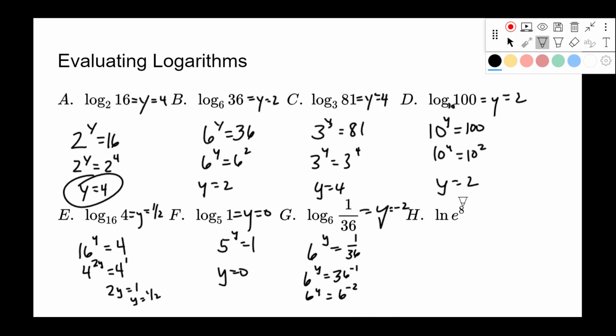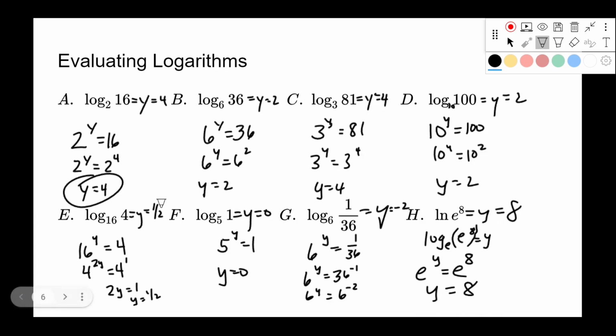And finally, ln e to the 8. We'll call that y. We'll change ln to log with base e. Now we're going to switch positions. You have to be a little careful. This is the argument of that log. The whole thing's going to the other side. So e to the y is equal to e to the 8. So then y must be 8. Okay, that's what we're going to do. We're going to evaluate logarithms by switching them to exponential form.